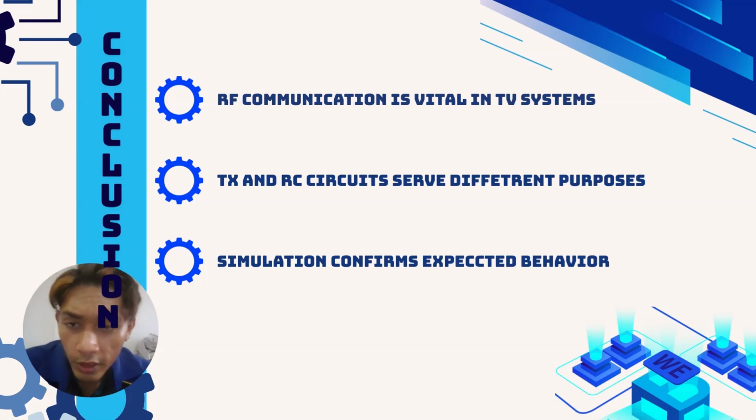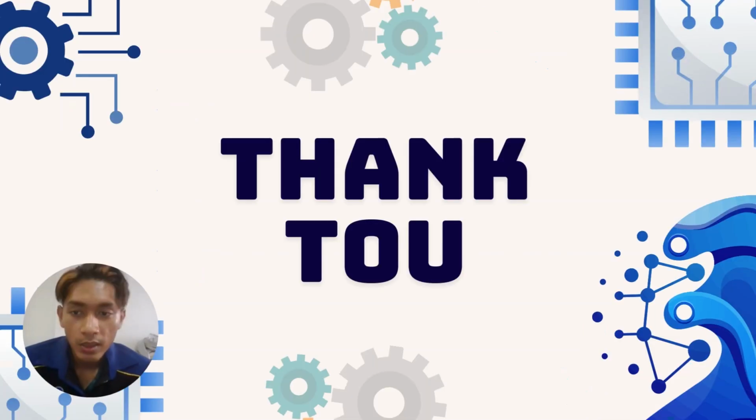The conclusion that we got from this assignment task is that RF communication is vital in TV system. It has a system focusing on the role of transmitters and receivers. The second one is that TX and RX circuits serve different purposes. And the last one, the simulation that we have done confirms its expected behavior.